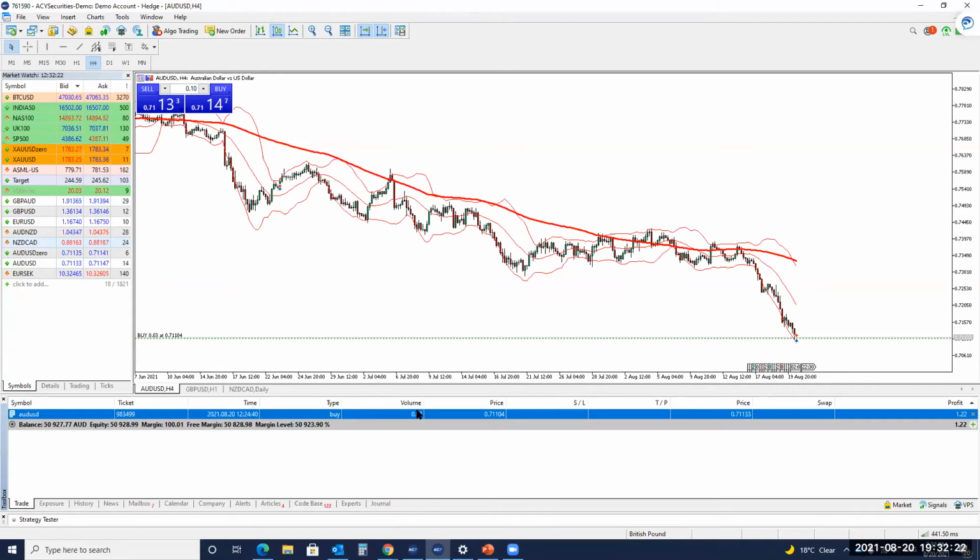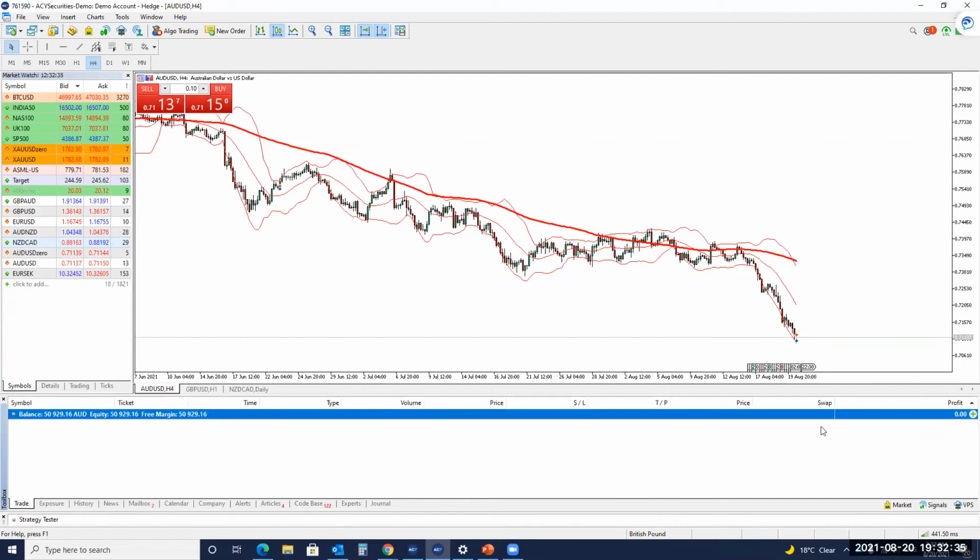Quite simple. So that's one of the beauties and why ACY attracts a lot of traders: the flexibility which we offer traders through our MetaTrader platforms. Moving on from there, we'll quickly close out this trade. And I did want to show you limit orders.